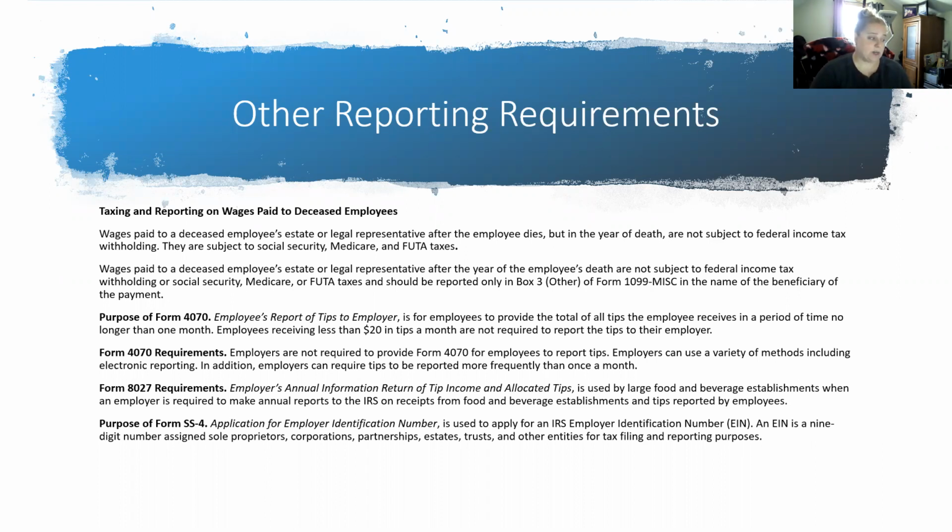Form 8027 is the employer's annual information return of tip income and allocated tips. So this is the employer's side of it. It's used by large food and beverage establishments when the employer is required to make annual reports to the IRS on receipts from food and beverage establishments and tips reported by employees. Form SS-4 is the application for an EIN. So when you're first starting a company, that's what you fill out to get an actual EIN from the IRS.